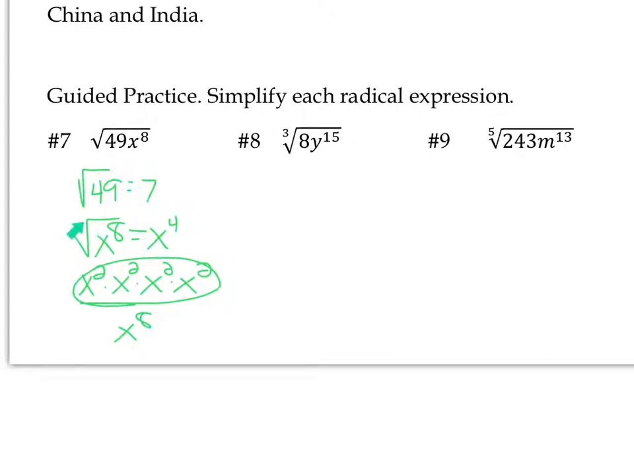Again, really we want to see how many times can we divide 2 into 8. It can divide in there 4 times. So our answer for this would be 7x to the 4th. Again, if you multiply 7x to the 4th times itself, right, that's what a square root is, what number times itself. So 7x to the 4th times itself will give us 49x to the 8th.